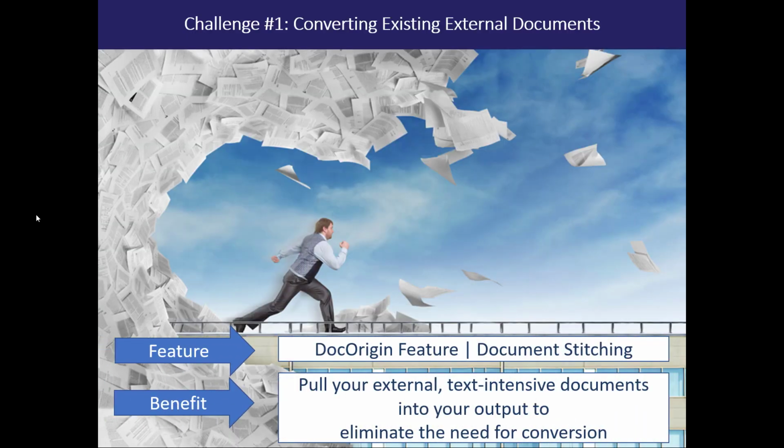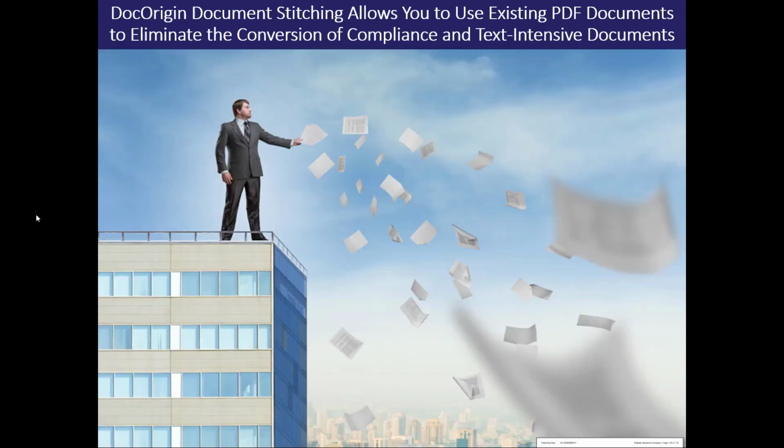We've broken down the challenges and identified features that were used to address the challenge as well as the benefits to this approach. We'll show you a demonstration of the solution after the presentation. The first is converting your existing external documents. The document stitching feature allows you to pull your external text-intensive documents that are provided to you from an external source, such as your compliance or government, and pull those documents into your output, thus eliminating the need for conversion.